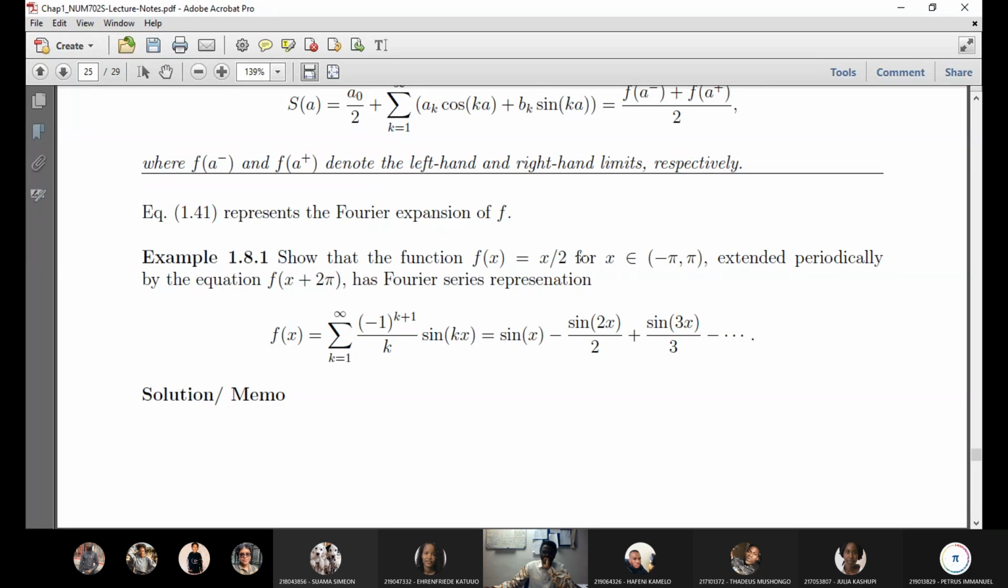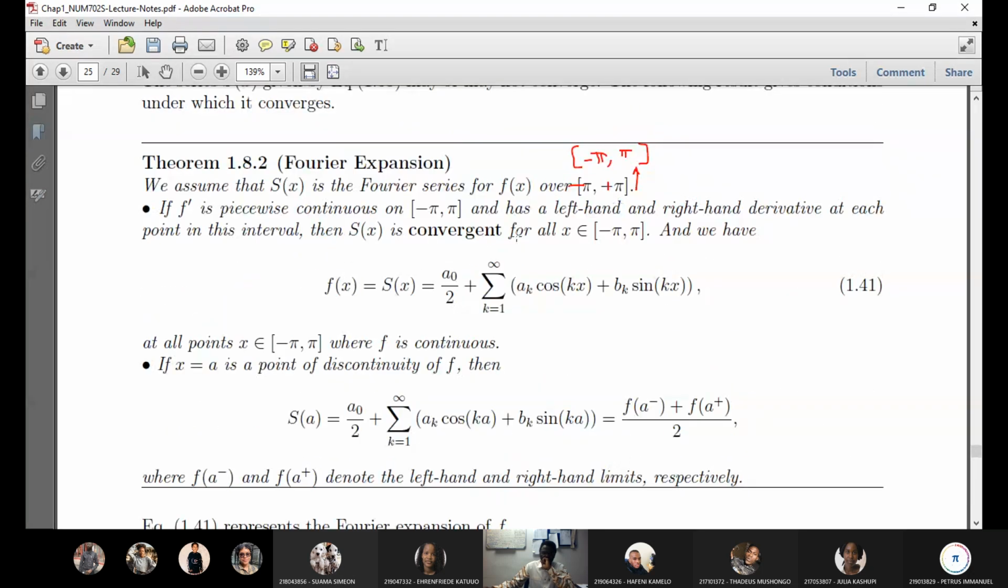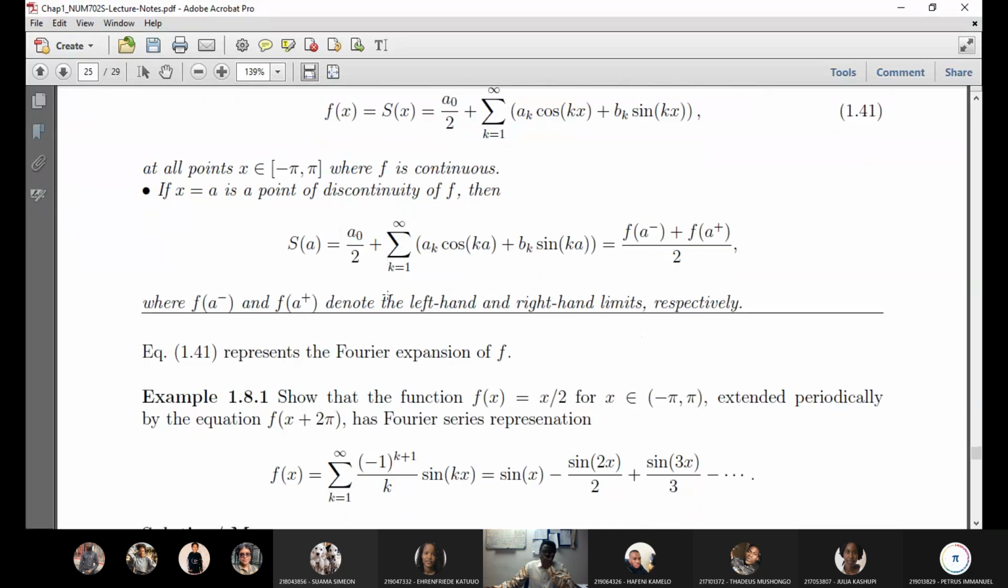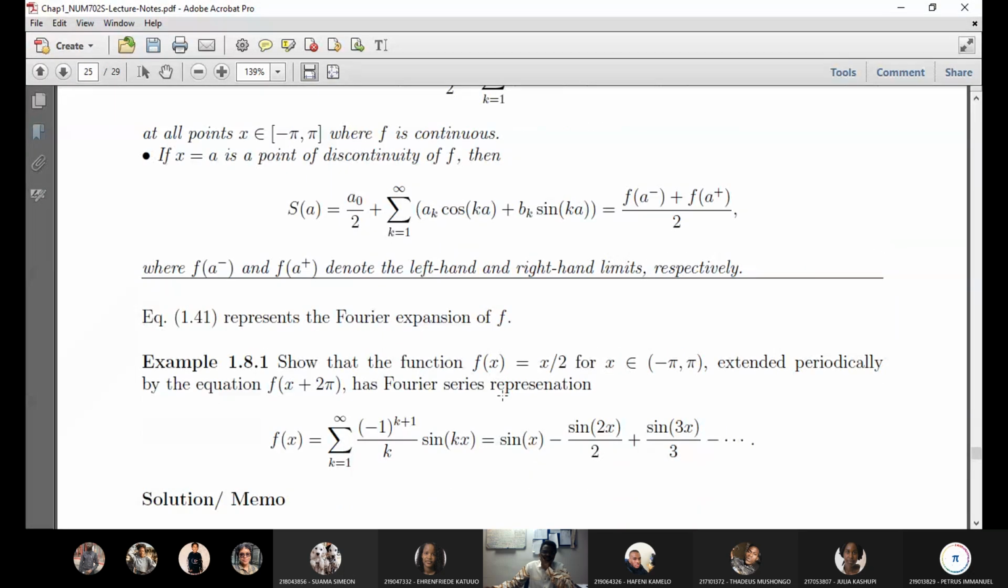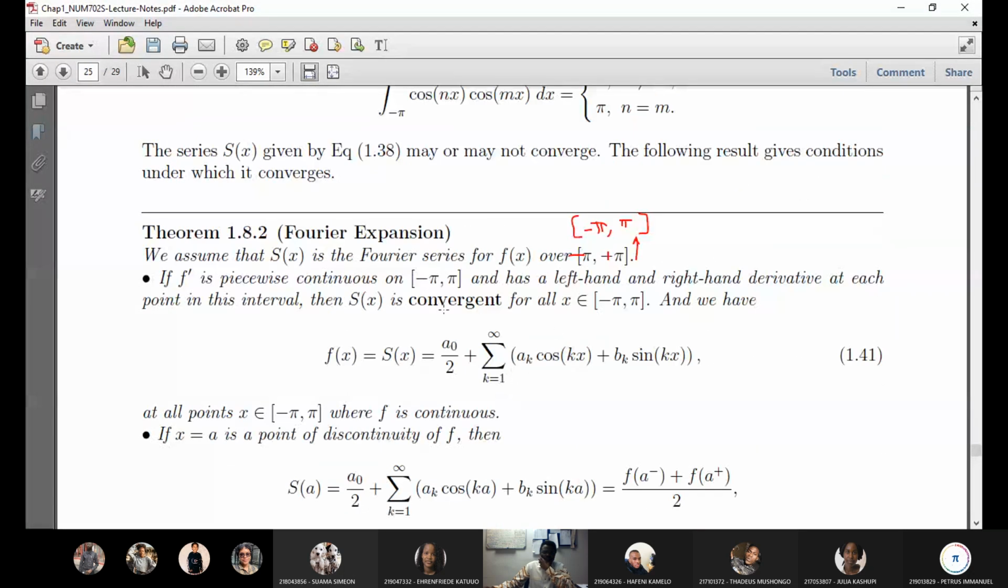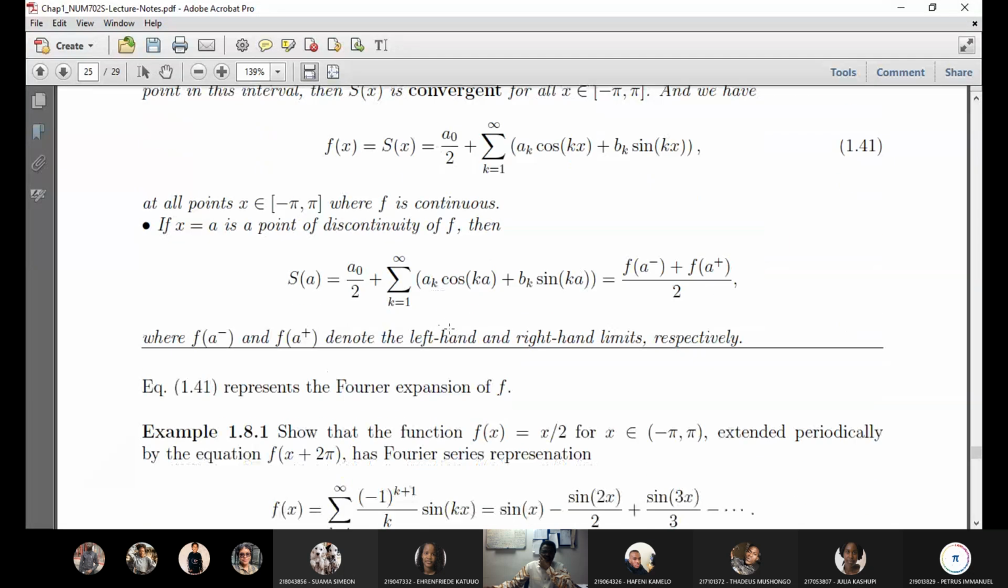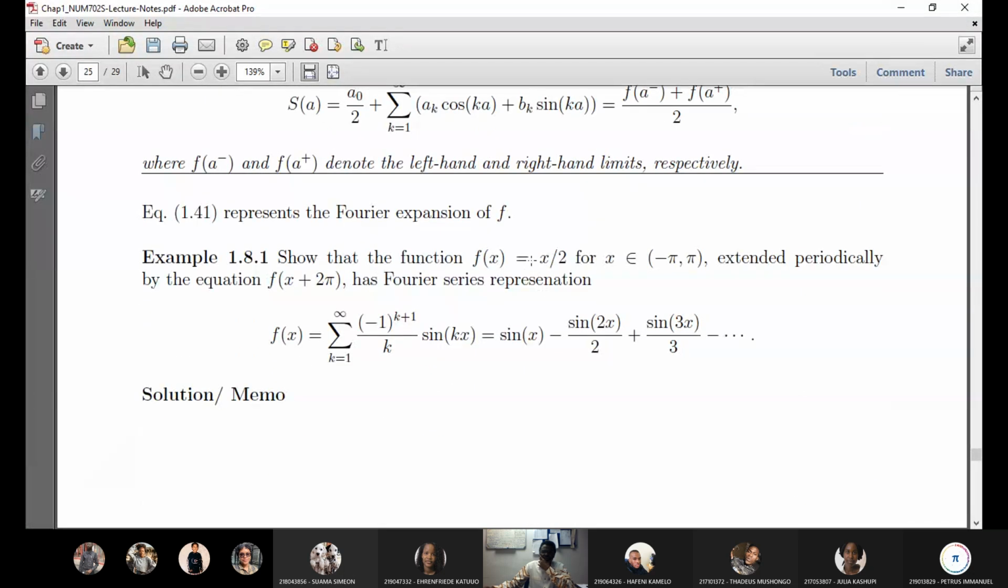So what are we going to do? We use the formula, which is this one. We can also compute the derivative on this interval, negative pi pi. So this is our function. If we compute the derivative of this, it gives us a constant function 1 by 2, which is a constant function on that interval.